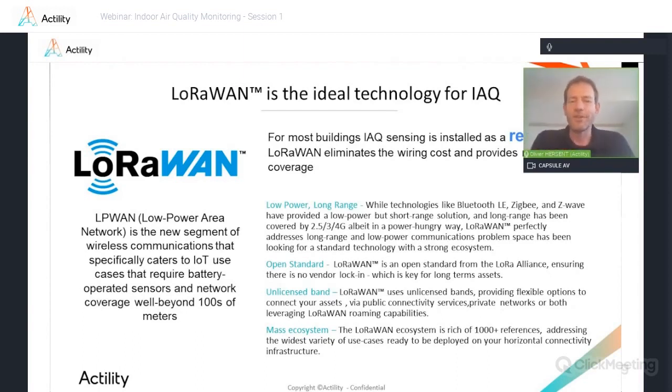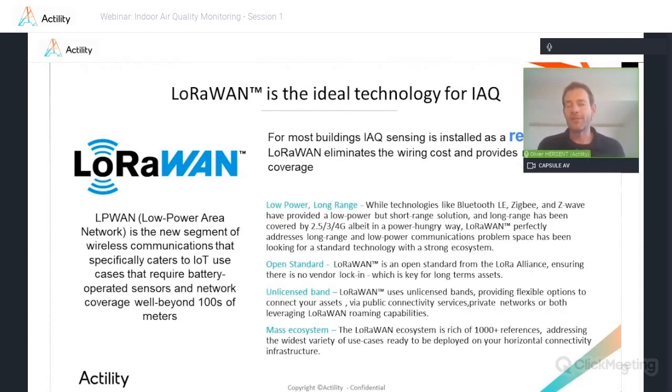This is not a webinar on LoRaWAN, but obviously the key reason is that as buildings are not equipped, you need to install the sensors in a retrofit. You don't want wires. Wires is an absolute no-go in any retrofit operation. So you want a very reliable wireless network. LoRaWAN provides this. I will explain in the next slide why it is so robust.